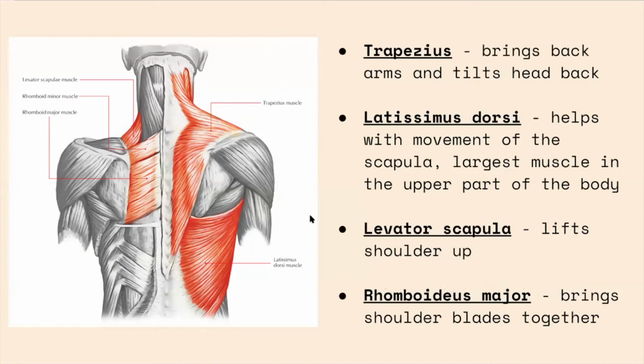Okay, we have the trapezius next. We talked about this earlier. It brings back the arms and tilts the head back. We have the latissimus dorsi. We also talked about this earlier. It helps with the movement of our shoulders, our scapula. It is the largest muscle in the upper part of our body. It's by your side, where your waist is.